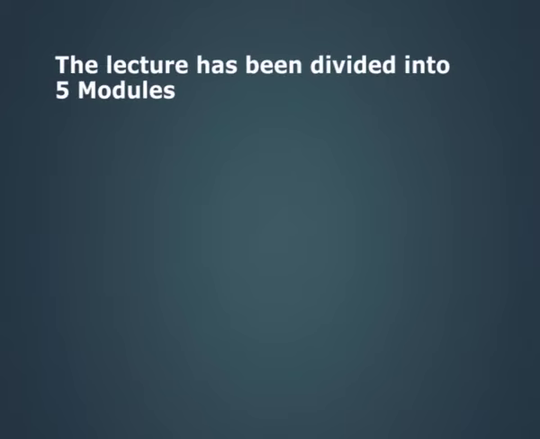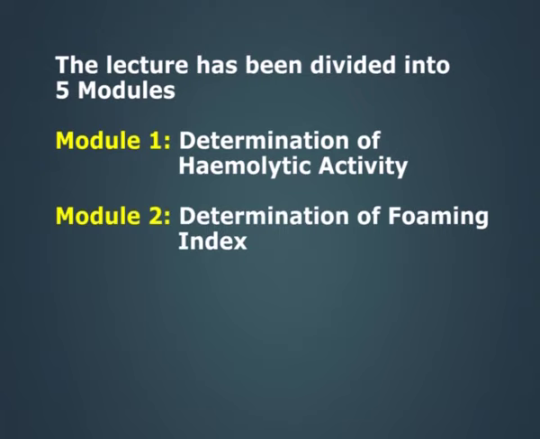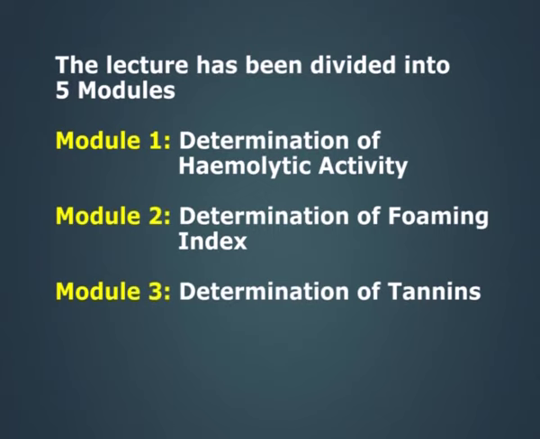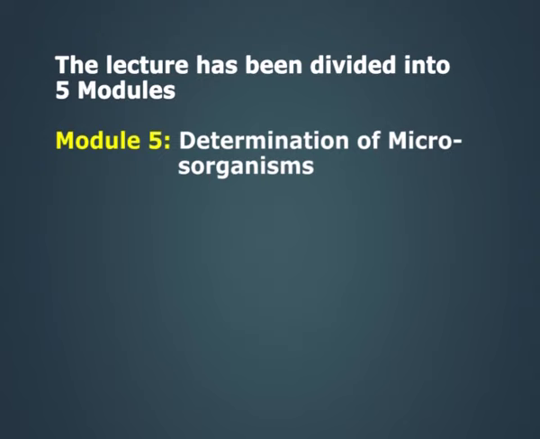We are discussing WHO guidelines on quality control of herbal medicinal materials. In this lecture, we will be dividing it into 5 modules. Module 1, determination of hemolytic activity. Module 2, determination of foaming index. Module 3, determination of tannins. Module 4, determination of swelling index. And Module 5, determination of microorganisms.